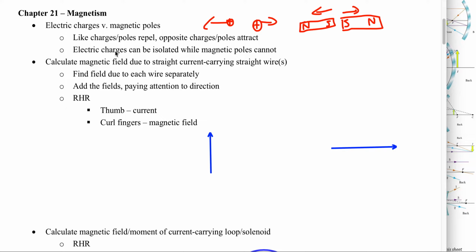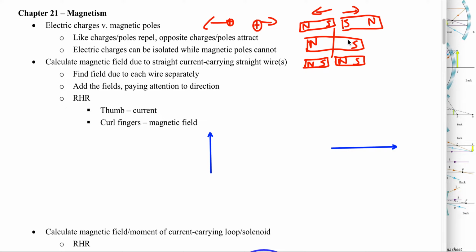The other conceptual thing is that electric charges can be isolated. You can have a positive charge separated from a negative charge, a proton separated from an electron, but magnetic poles cannot. So what this means is that if you have a magnet that has a north and south pole and you cut it in half, you're actually going to be left with two magnets now. And each one will still have a north and a south. So it's not possible to get a south by itself or a north by itself.